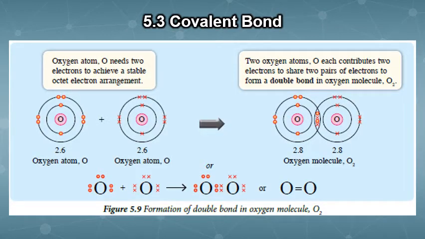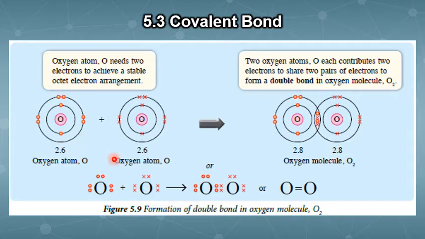So this is the second example, for the double covalent bond. So you look at the diagram first. On your left, oxygen atom needs 2 electrons to achieve a stable octet electron arrangement. So we look at the oxygen atom, the electron arrangement is 2.6, meaning the valence electrons is 6, so it needs 2 more electrons to achieve 8, right? So it needs 2 more electrons.